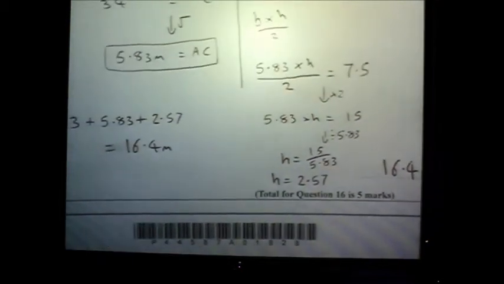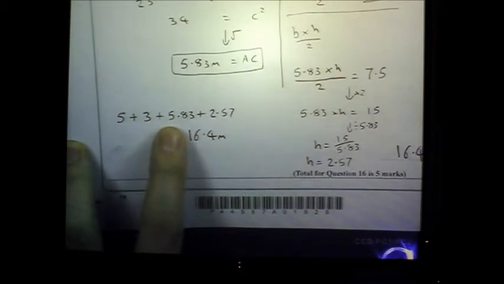2.57 meters. So what you do at the very end, look, is you add up all the lengths of the bar. So it's 5 meters, add 3 meters, add 5.83, add 2.57, and it gives you 16.4. It wants the answer to 3 significant figures, which is what I've done.